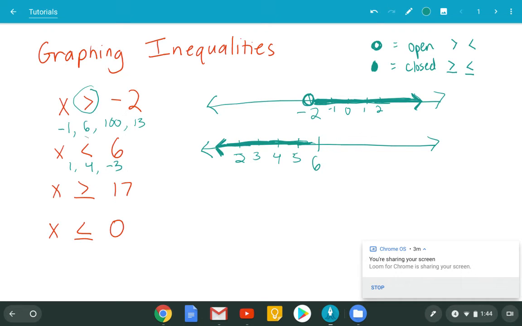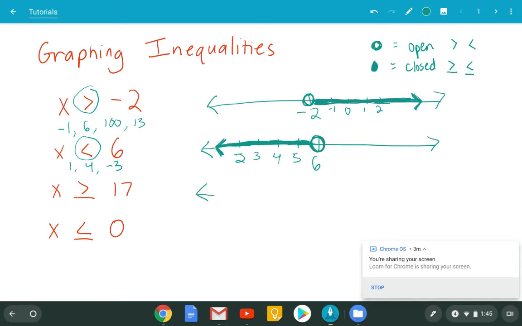And my symbol is just less than. So that means that if it's less than 6, that means it could be 5.9 or 5.99999, but it cannot be 6. So I need an open circle on 6, and then I can color in everything below that.